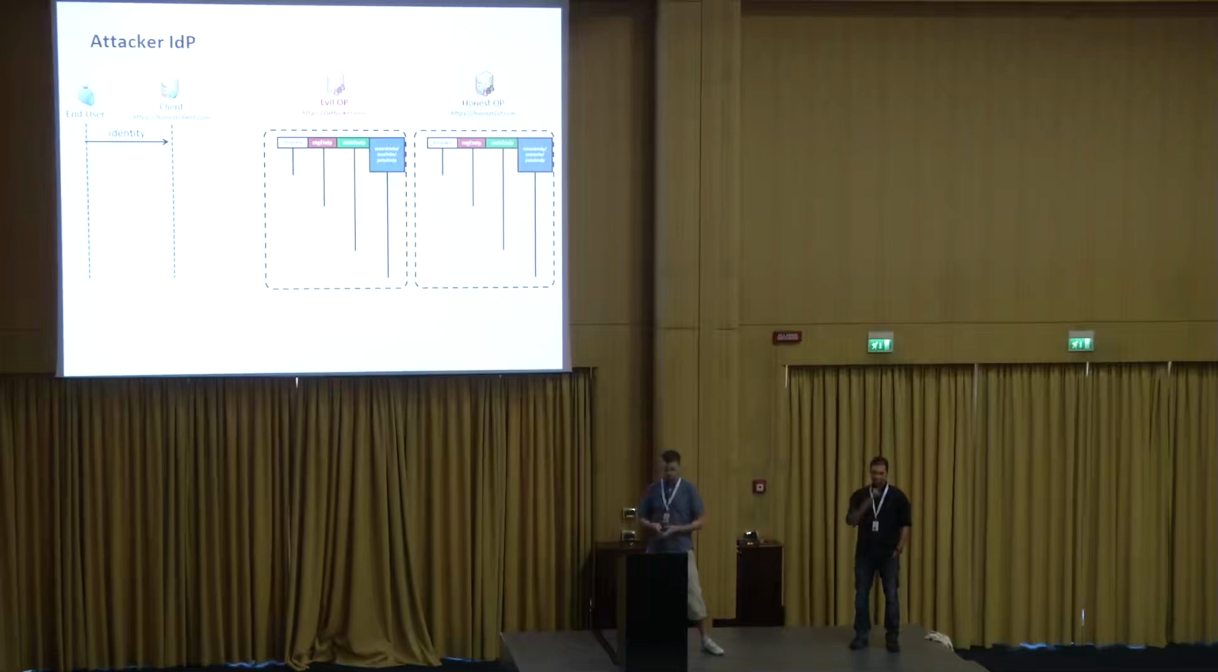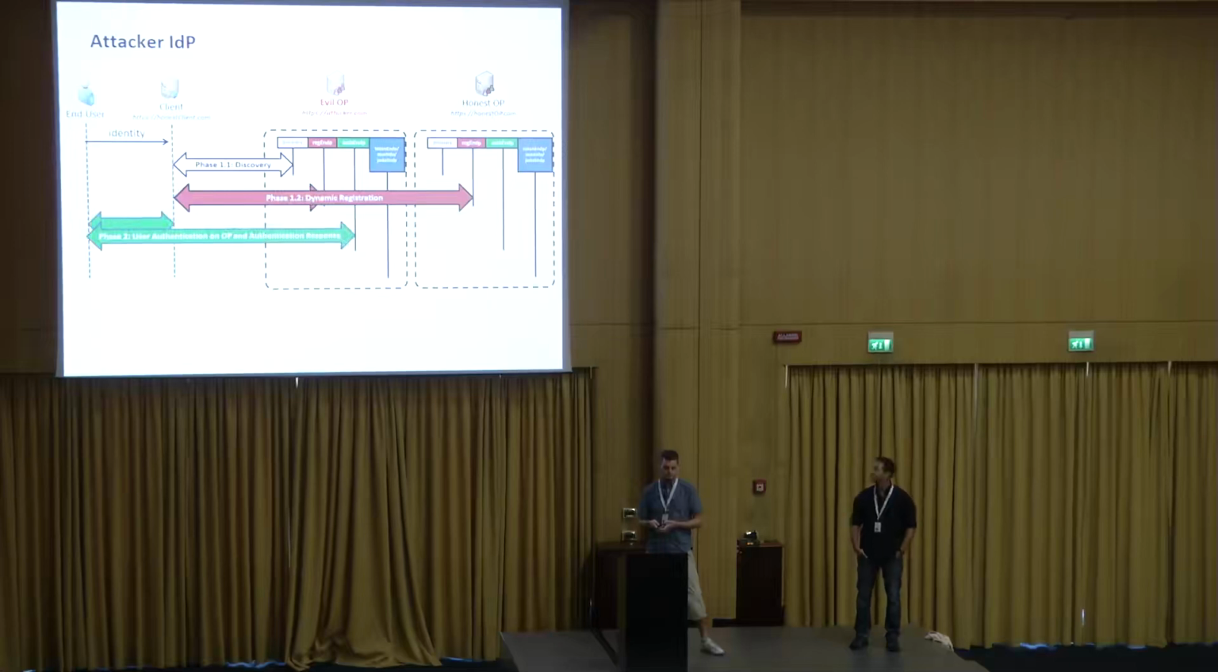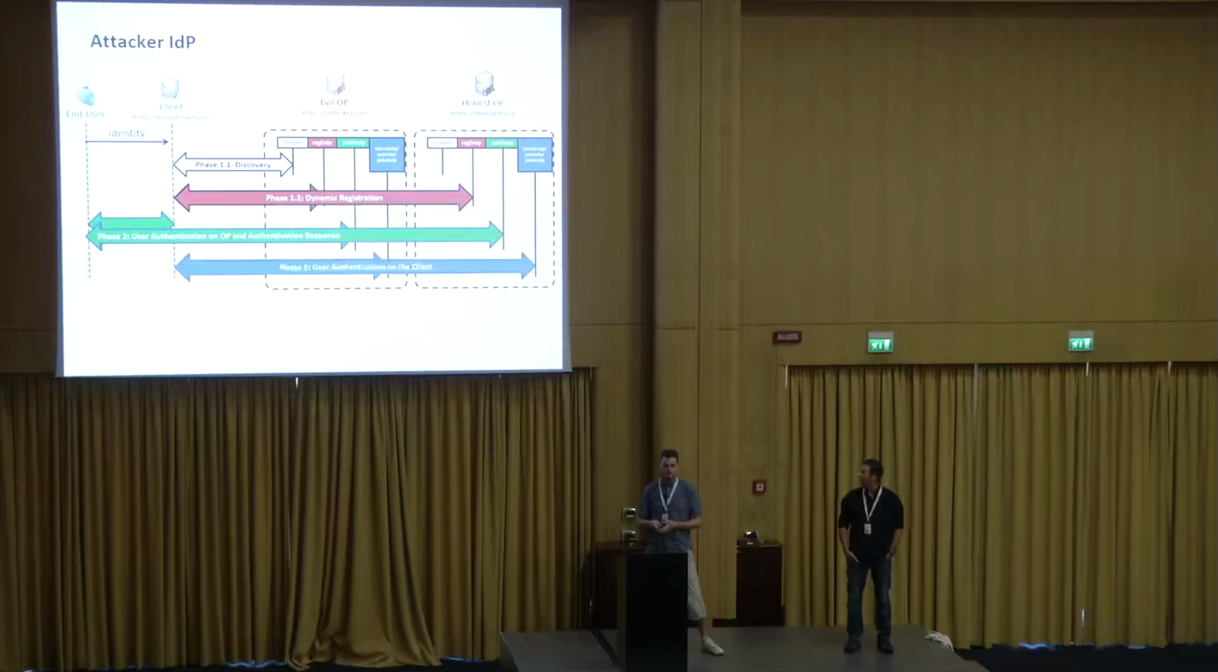So what happens if you try to log in with some attacker identity provider? You can start discovery, and then in the discovery phase, you can decide if you want to register on the attacker IDP, or maybe you want to register on the honest IDP. And it's the same for the second phase. Either you can authenticate on the attacker identity provider, or you can go to the honest identity provider. And for the third phase, it's the same. So you can influence the whole protocol, and this is what we use later on for attacks.